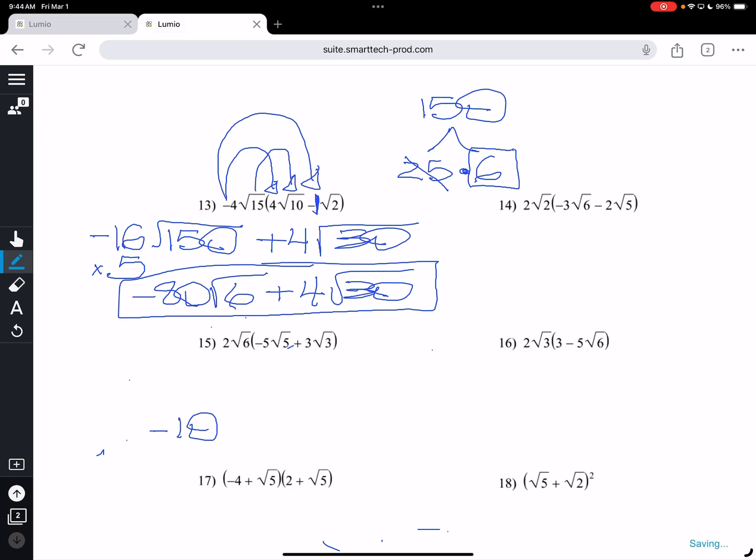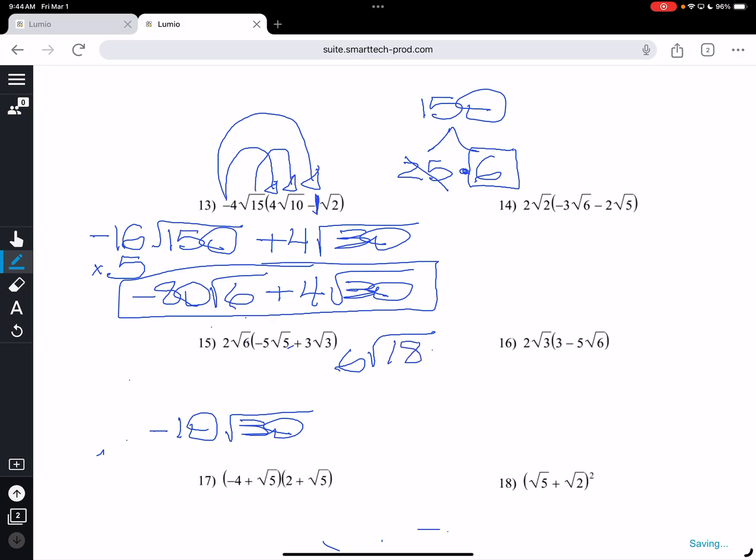I got 18 radical 3. 18 radical 2. Negative 10 radical 30. So we had 2 times negative 5, which gives us negative 10. Negative 6, radical 6 times radical 5, radical 30. We know that can't break. 2 times 3 gives us 6. And then radical 6 times radical 3 is radical 18.